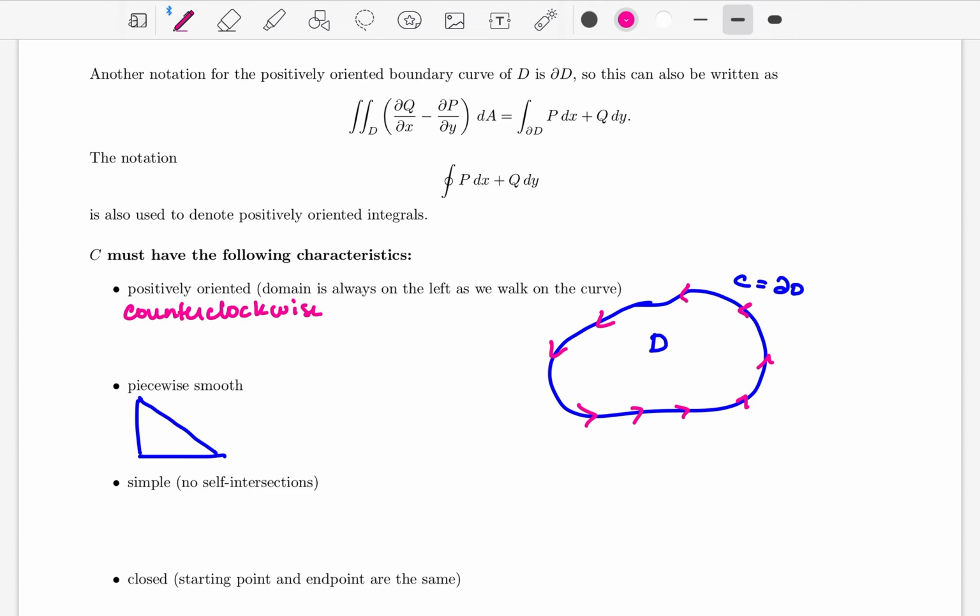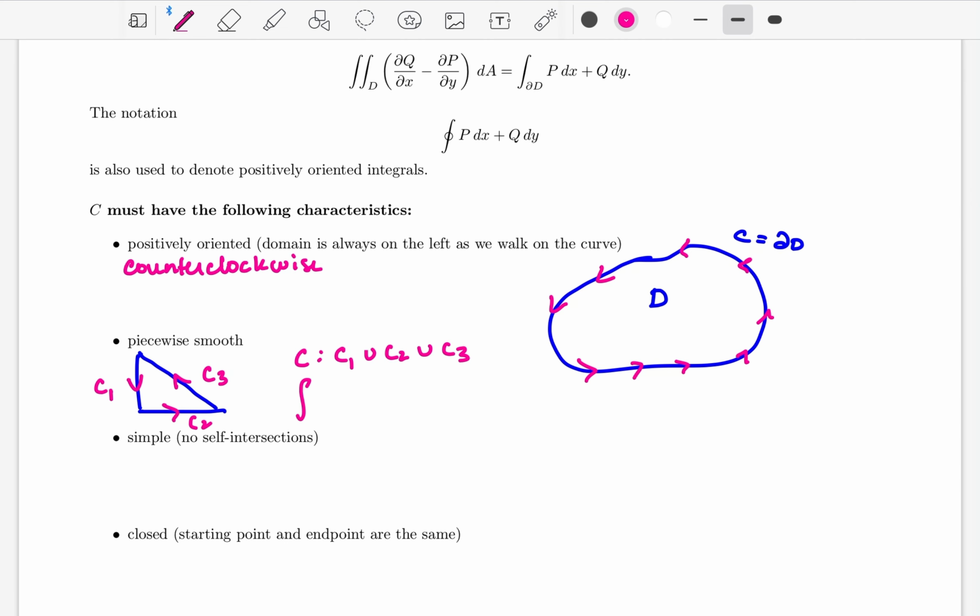And then you have to make sure that it has the correct orientation. So let's see. It has to be like this. Okay. And then let's say this is C1, and this is C2, and this is C3, and then the whole thing, the combination of the three lines, is C. Then I can say that C is just C1 union C2 union C3, meaning that the integral over C is just the integral over C1 plus the integral over C2 plus the integral over C3, okay?